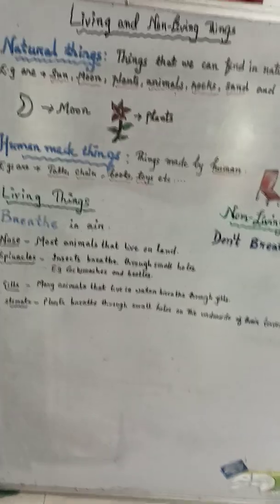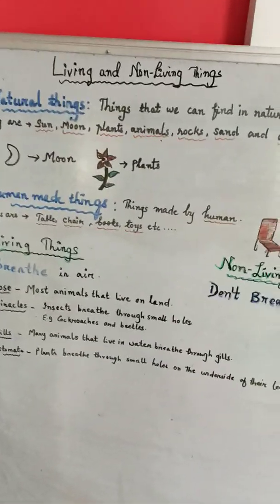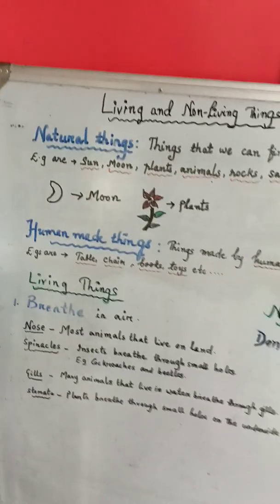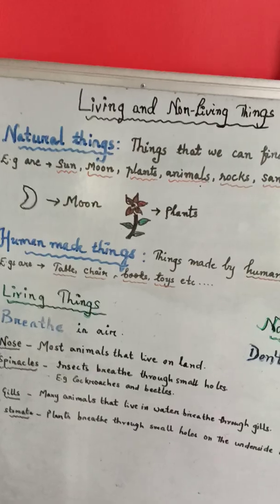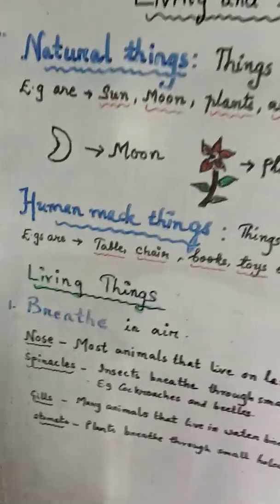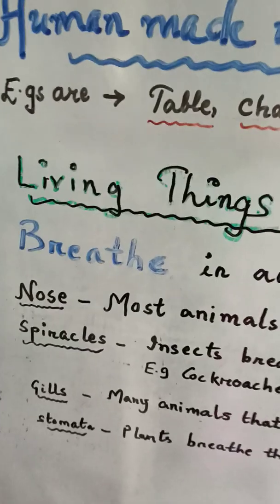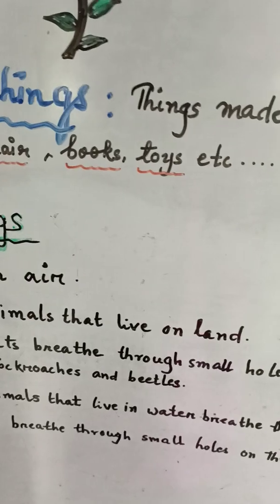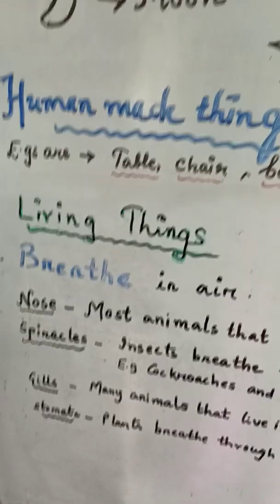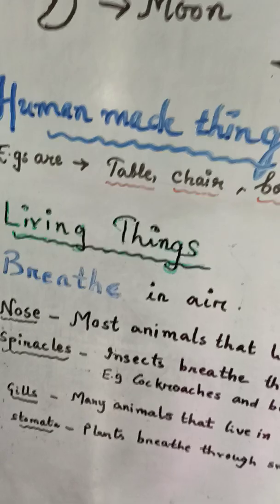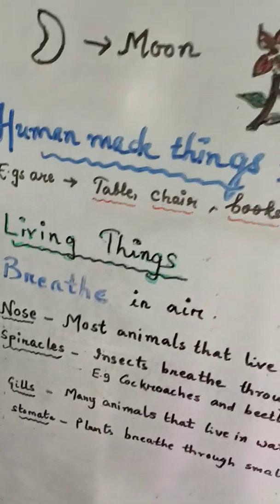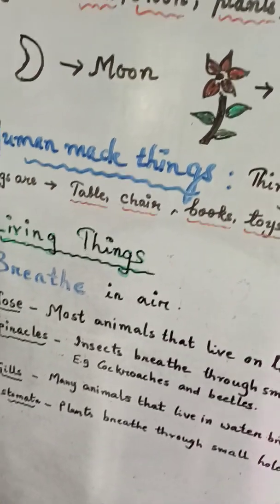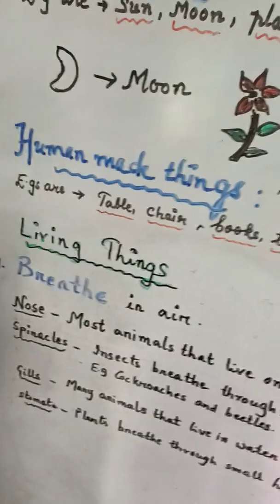Now we will see how these living things breathe in air. What are the different parts of the various living things through which they breathe in air? First we will see the part that helps us in breathing, which is the nose. Most animals that live on land breathe through the nose. You also have a nose, I also have a nose, animals also have a nose, and some birds also have a nose. So those animals that live on land breathe through the nose.